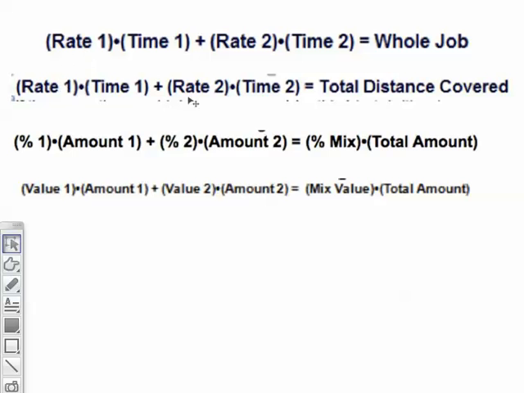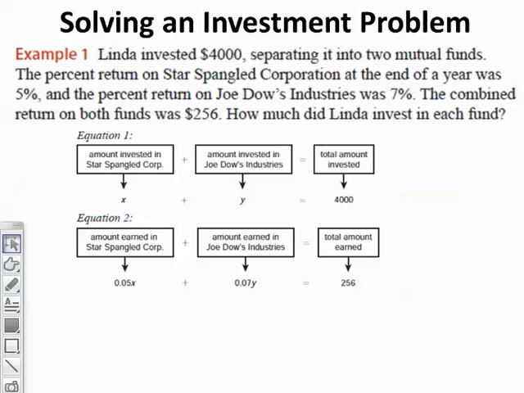Same thing. Here's one for distance. Here's one for total percent mix times total amount, and then the mix total times the total amount. Different ways of looking at word problems and trying to get them into a system of equations.